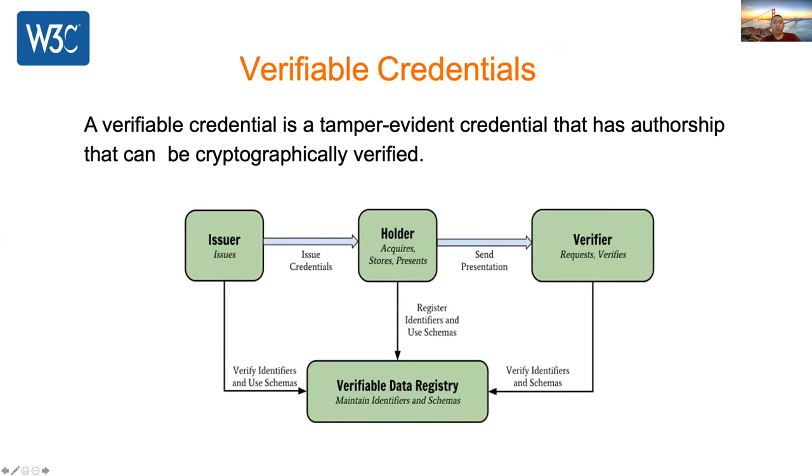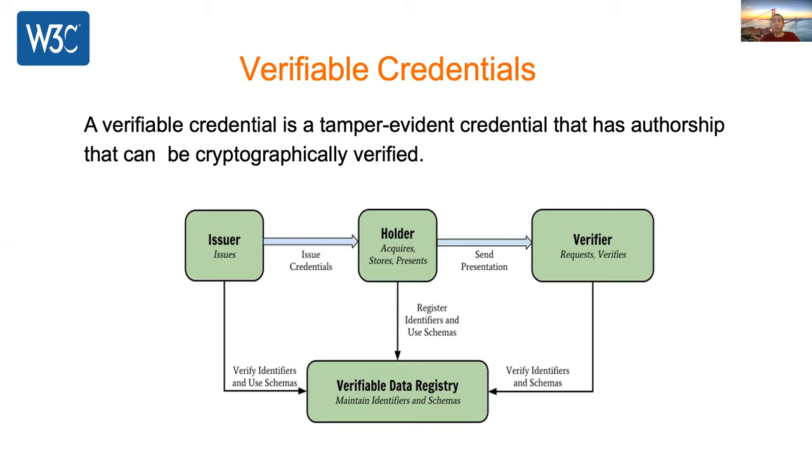I have shown you this model quite a few times. In it we have three players. We have the holder, which is a basic user, who stores, acquires, and presents his credentials. We have the issuer, which issues these credentials. It could be some bank or so. And we have the verifier, which requests credentials and verifies them, and gives you some authorization to some of the services.